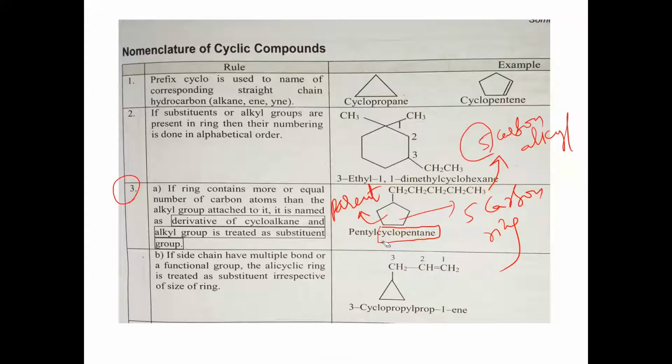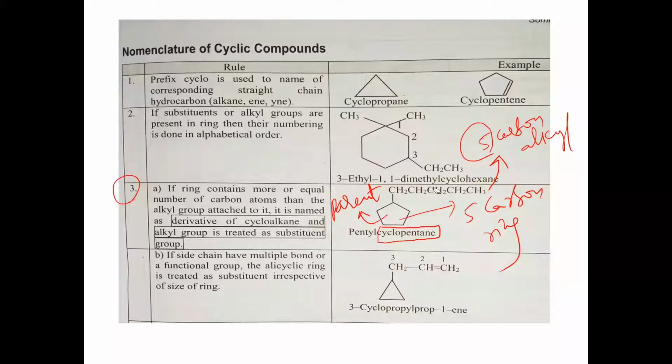And what is the substituent here? Pentyl. This branch has 5 carbons, so it is n-pentyl, or normal pentyl, or simply pentyl. The pentyl group is attached to this parent compound. That's why it is pentylcyclopentane.